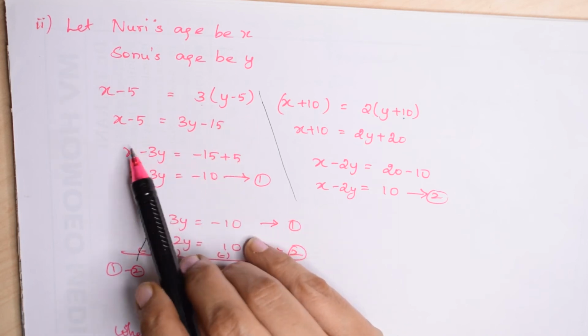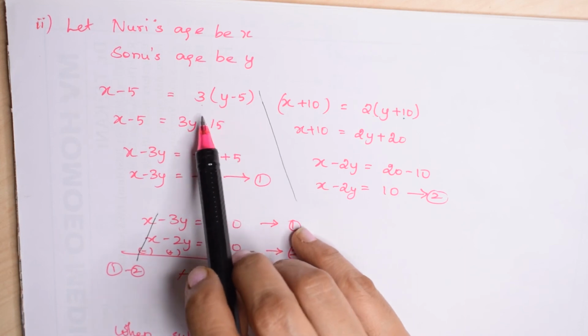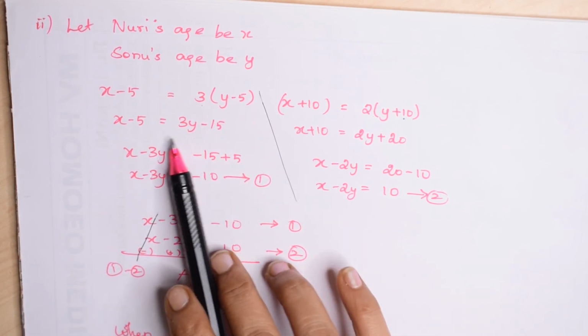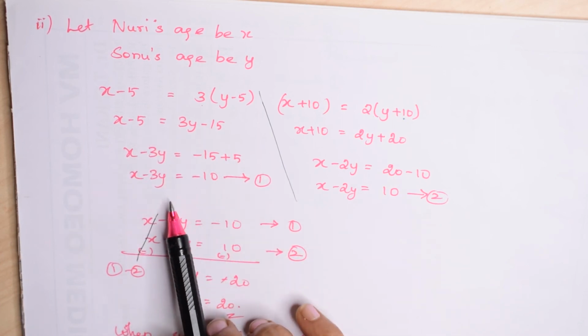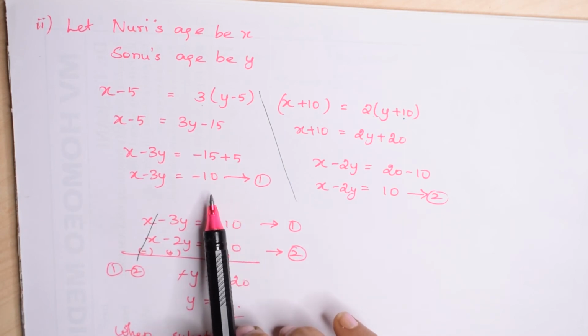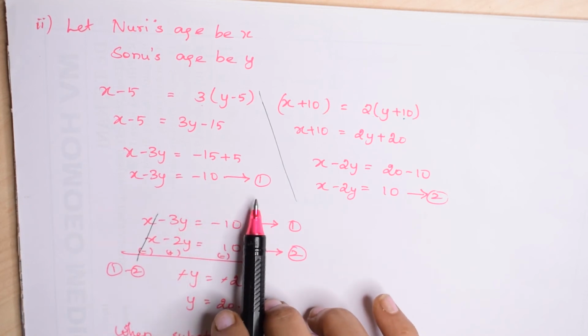Now I will simplify the equation. It becomes x minus 5 is equal to 3, I multiply it inside, 3y minus 15. And now I bring all the x and y to the left hand side and the numbers to the right hand side. So the equation becomes x minus 3y is equal to minus 10. Please take care about the plus and minus. Even though it is minus, don't worry. This is just an equation. So minus 10, this is the first equation.